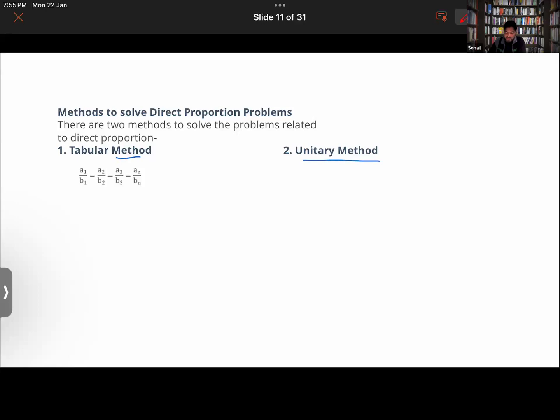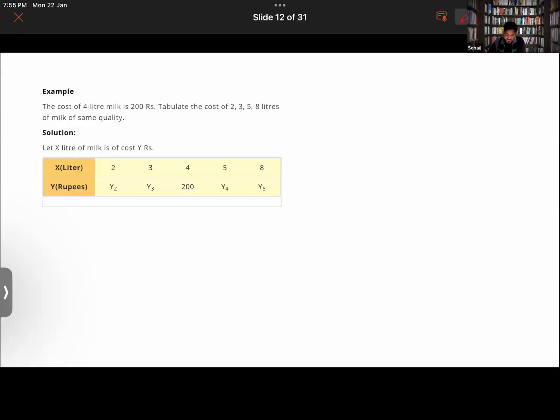For example, if you are provided a question like this, you are provided with the cost of milk. The question is that the cost of 4 liter milk is 200. So what is the price of 4 liter milk? 200 rupees. Further you are asked to find the price for 2 liter of milk, how much will it be? 3 liter will be how much? 5 and 8, how much? That can be solved in a very easy method.